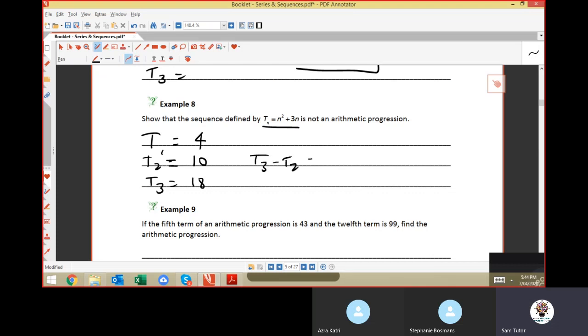T3 take away T2 equals 8. T2 take away T1 equals 6. 8 does not equal 6, not AP. Simple?